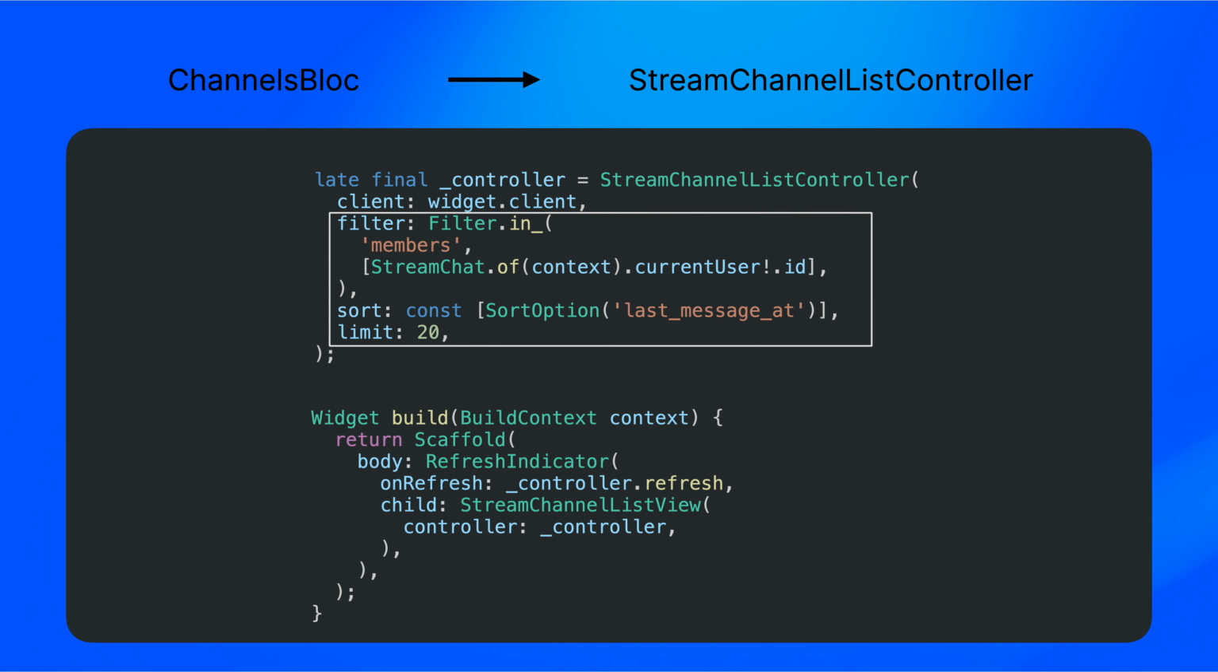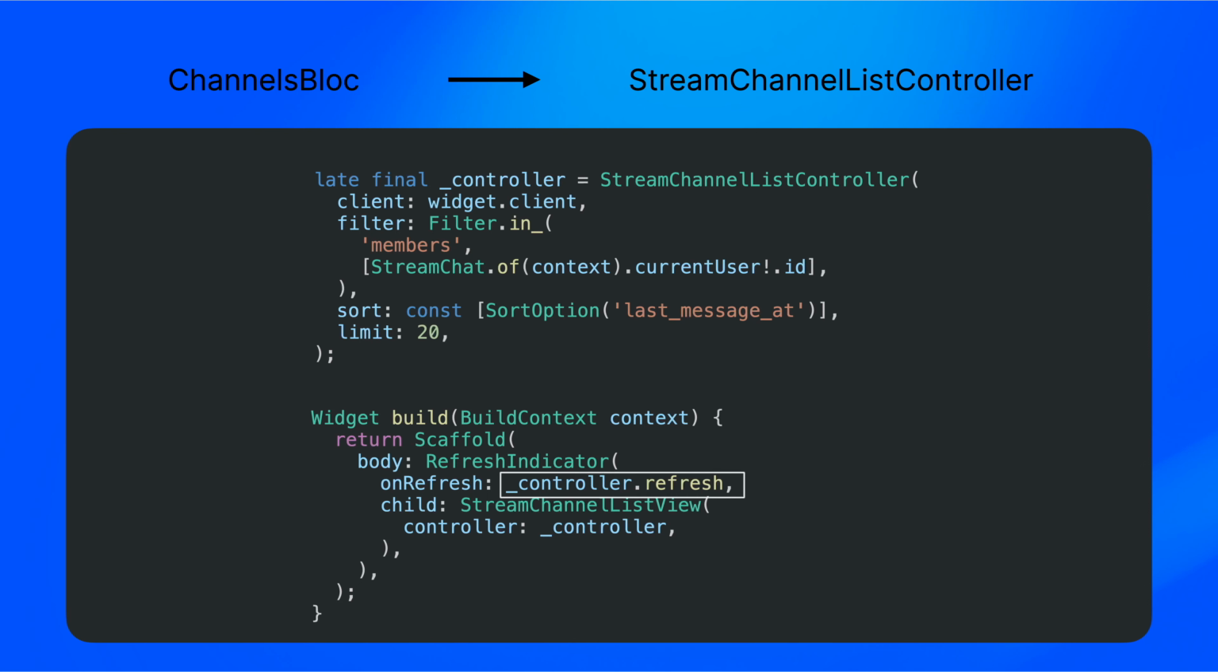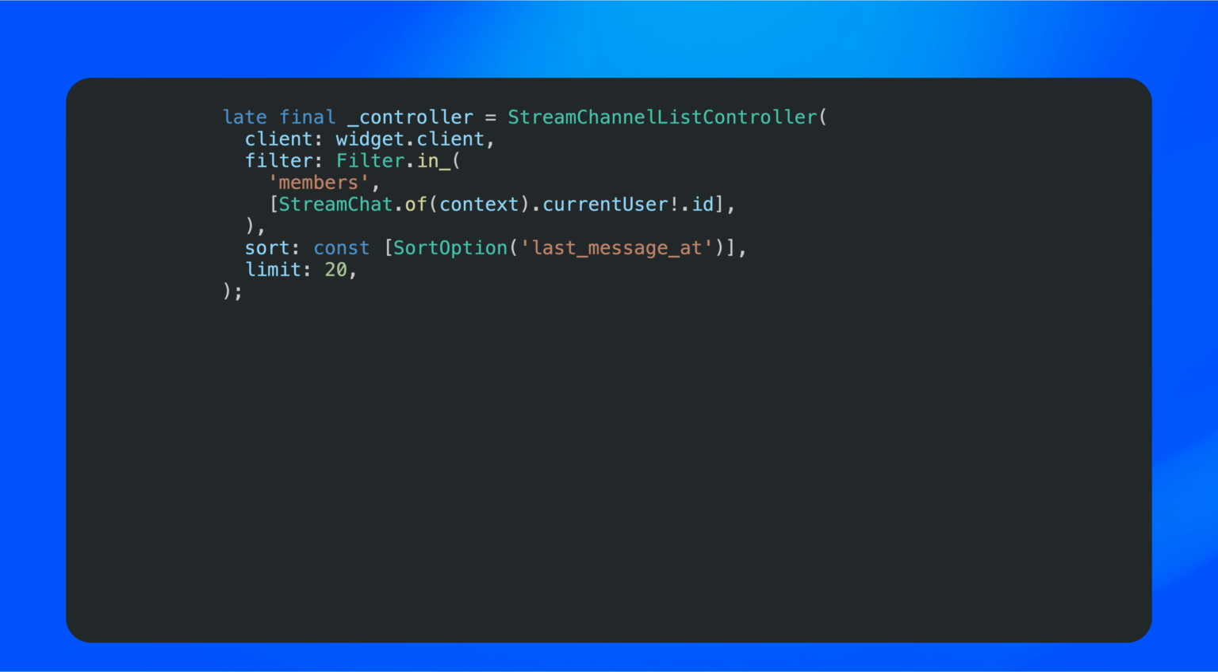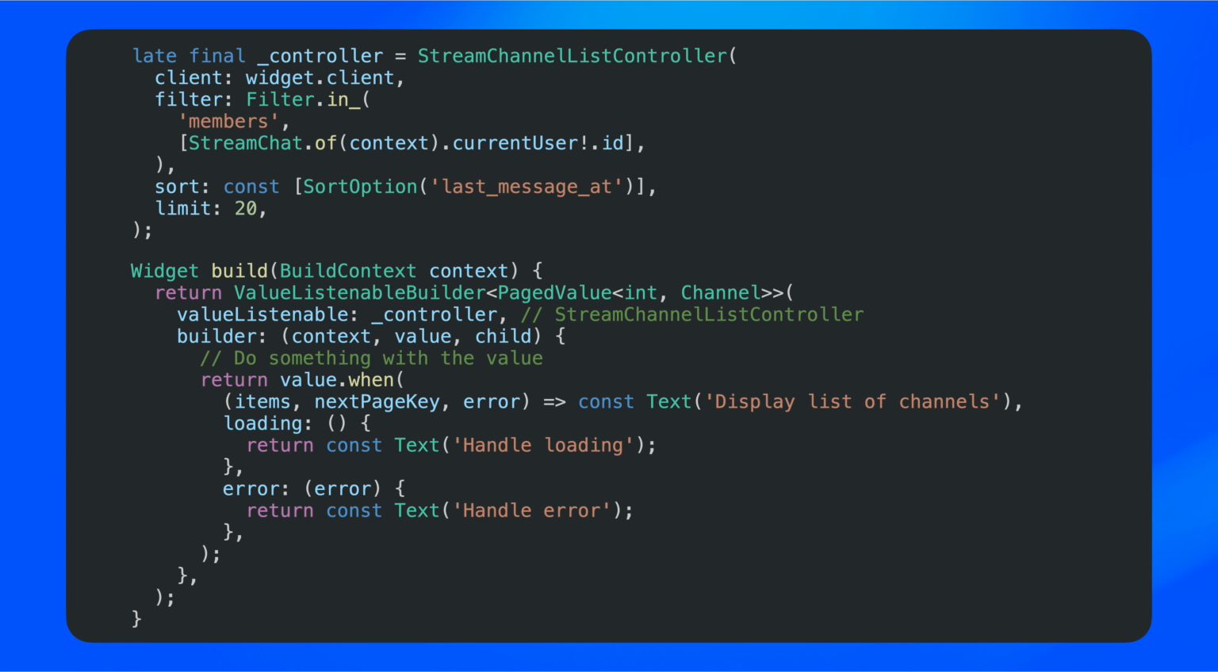Take note that the filter, sort, and limit arguments are now set on the controller itself and no longer on the channel list view. Additionally, the controller exposes a lot of convenient methods that can be easily accessed, for example refresh, and you're free to create, manage, and dispose of this controller in whatever way makes sense for your application and architecture. The StreamChannelListView is only there for UI and can still be customized in a number of different ways. Alternatively, you can also easily build a completely custom UI using only the StreamChannelListController.